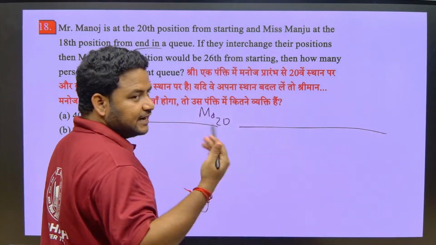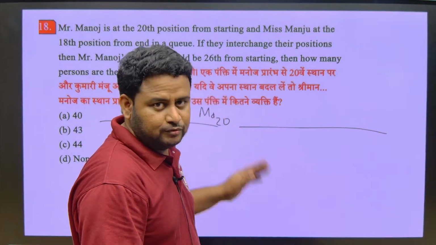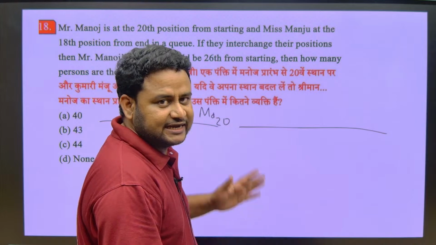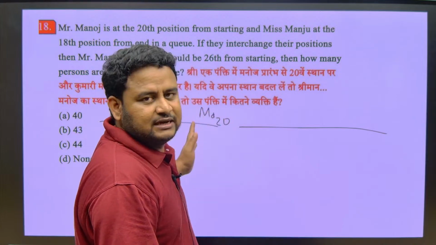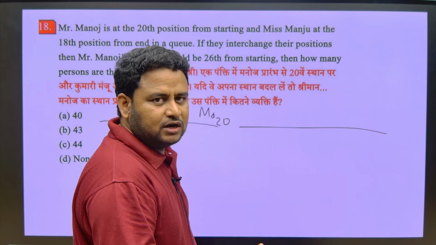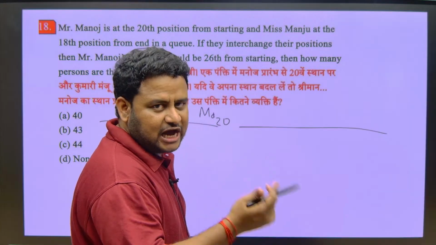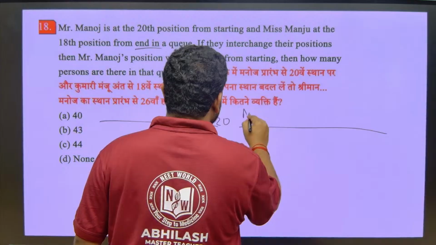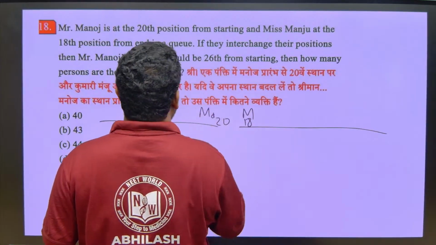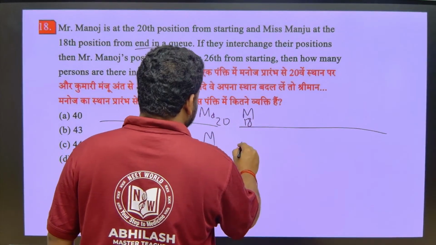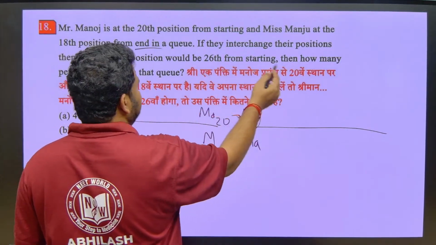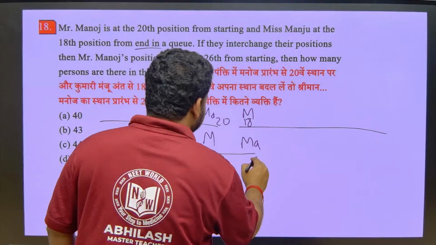End means right, starting means left, beginning also means left. End or last means right only. So Manju is at the 18th position. Now they interchange the position. Manju will come here, Manoj will come here. Now what are they telling? Manoj's position would be 26 from the starting, that is, from the left.